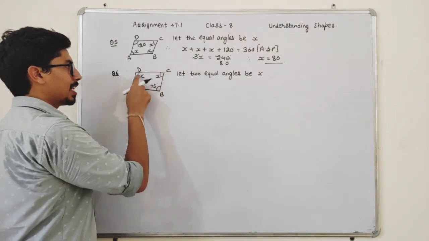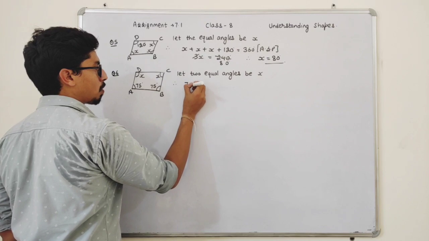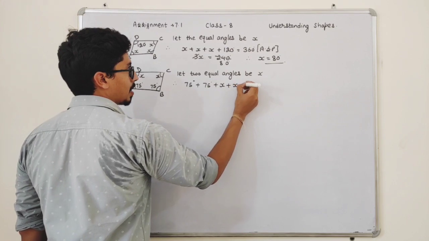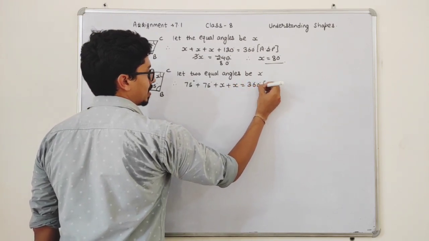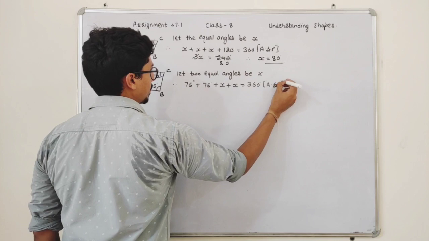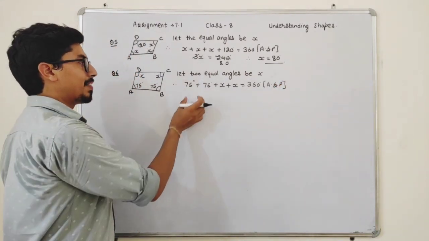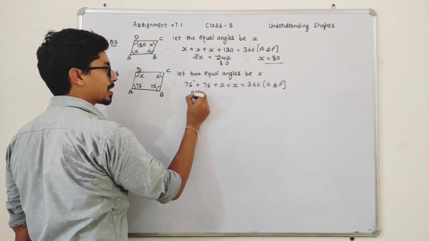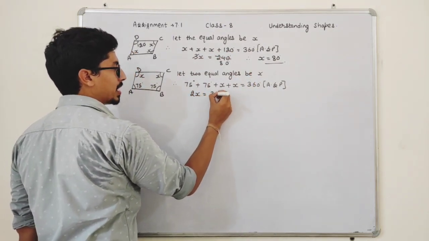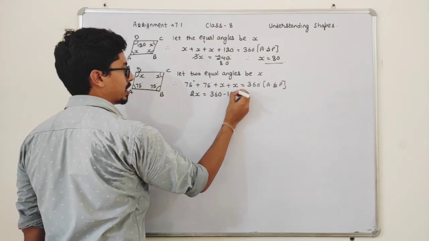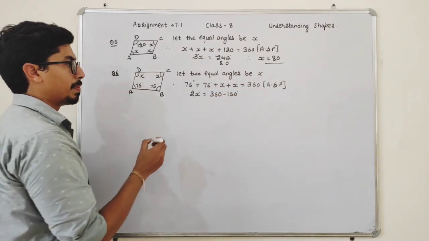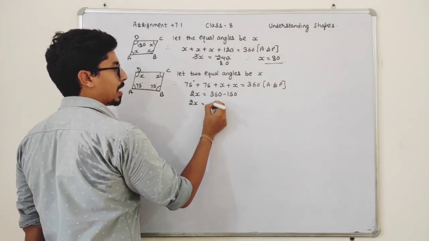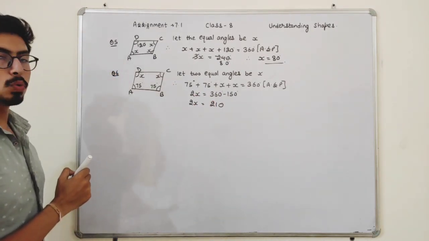Similarly students, the sum of these four, that will be 75 plus 75 plus x plus x, will be 360 degrees. And the reason is the same, the angle sum property. So 75 plus 75 is 150. If I subtract 150, x plus x will be 2x. So 2x is equal to 360 minus 150, so it will be 210.